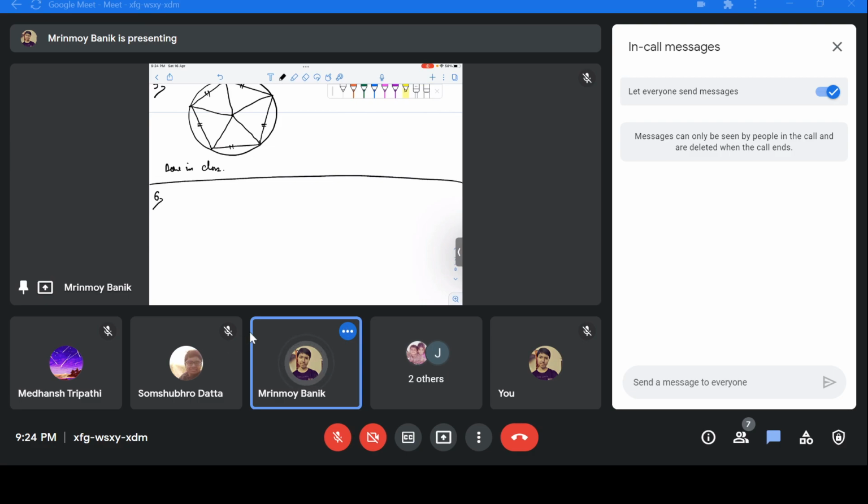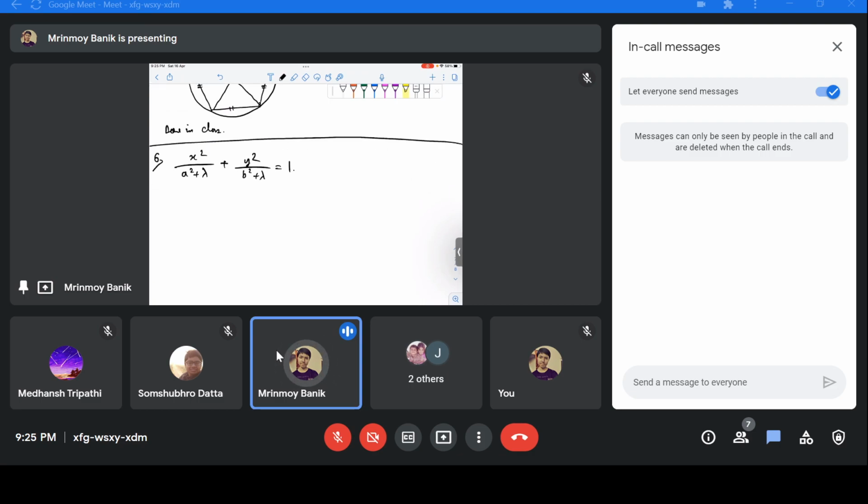The sixth one. This is also a pretty routine problem. So we are given a differential equation. Oh, sorry, we are not given the differential equation. We need to find the differential equation by eliminating the arbitrary constants. So this is the curve, or to say the family of curves.